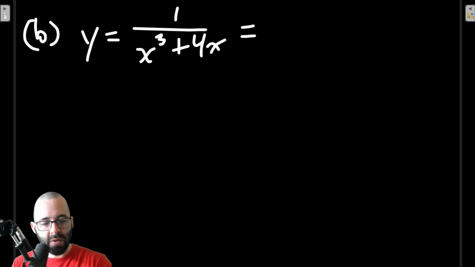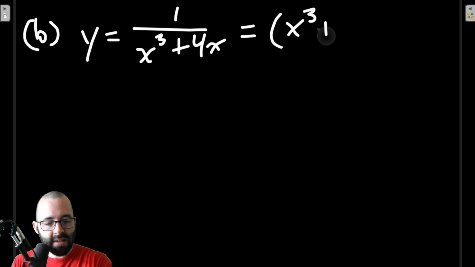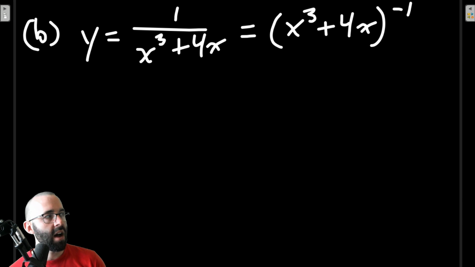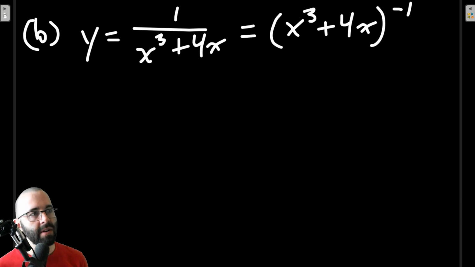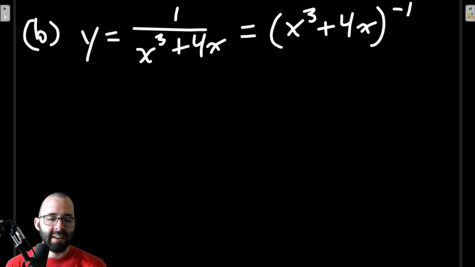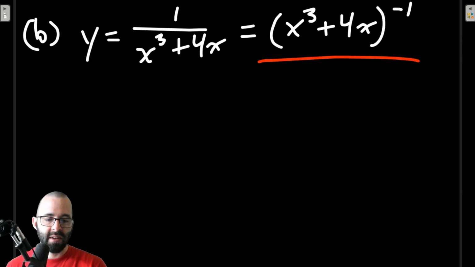What is this equal to? It's the reciprocal of something. It's the reciprocal of this denominator, which is the same thing as the denominator raised to the negative first power. And now this is a form that we can take the derivative of. This is a form that we can use the general power rule on.